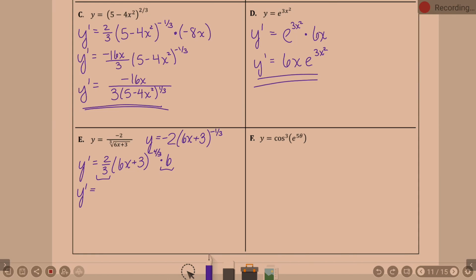2/3 times 6 is 4. So 4 times 6x plus 3 to the negative 4/3. Okay, leave that 4 on top: 4 over 6x plus 3 to the 4/3 power.